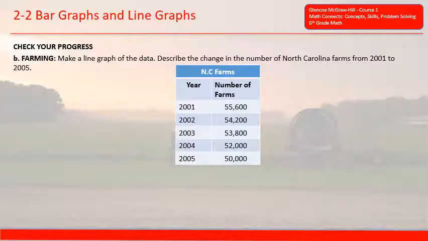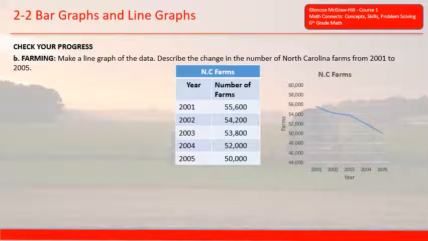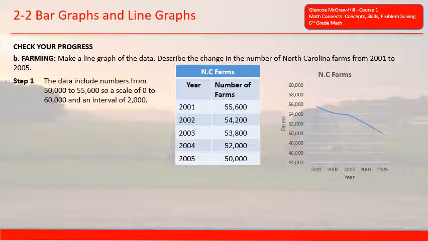Check your progress. Farming. Make a line graph of the data. Describe the change in the number of North Carolina farms from 2001 to 2005. So 2001 is 55,600, and it looks like every year there's less farms in North Carolina. And if we go ahead and make the line graph, first the data includes numbers from 50 to 55,600.